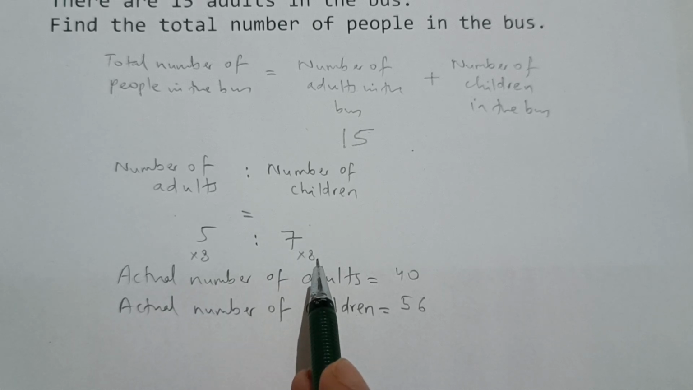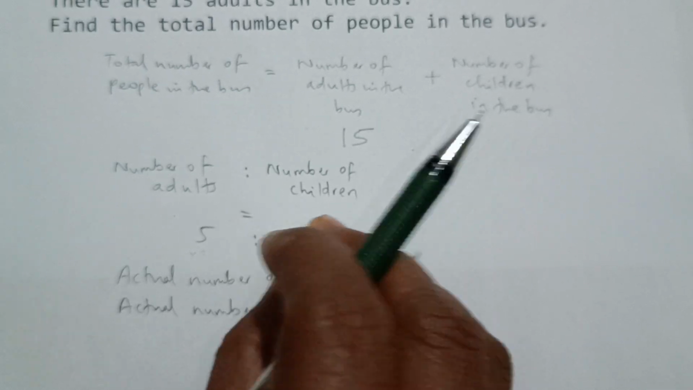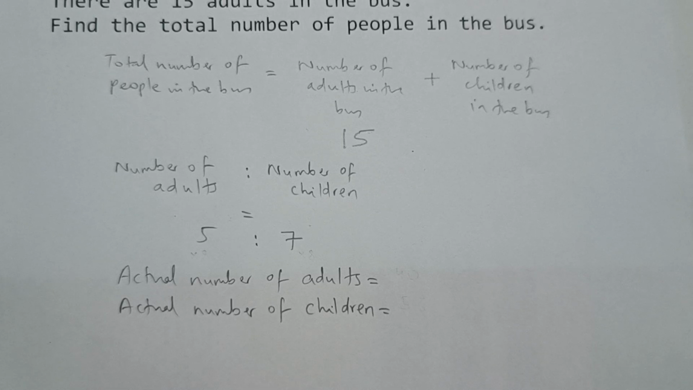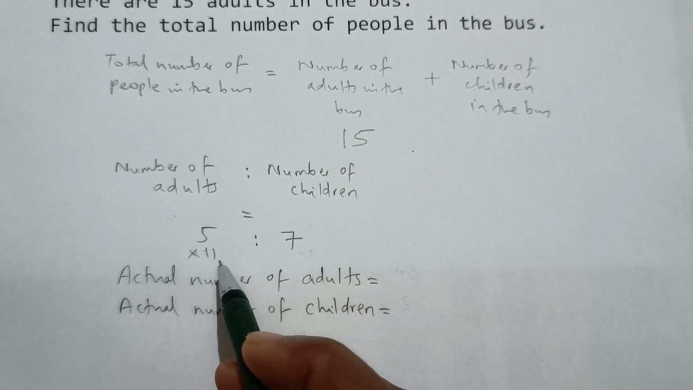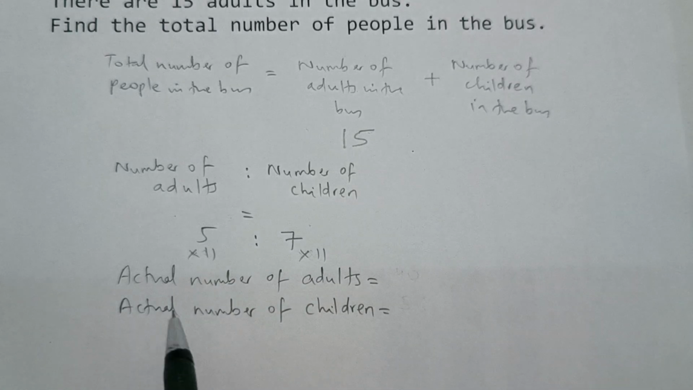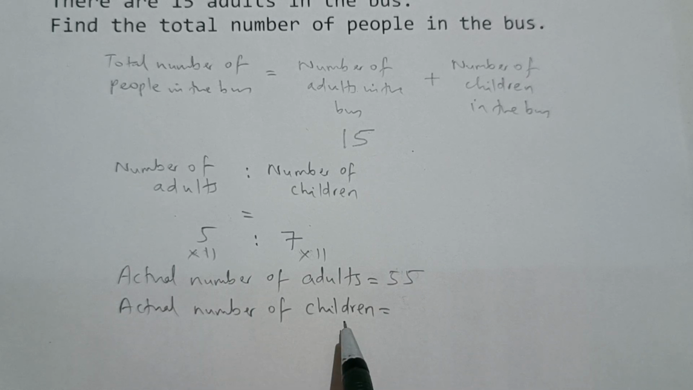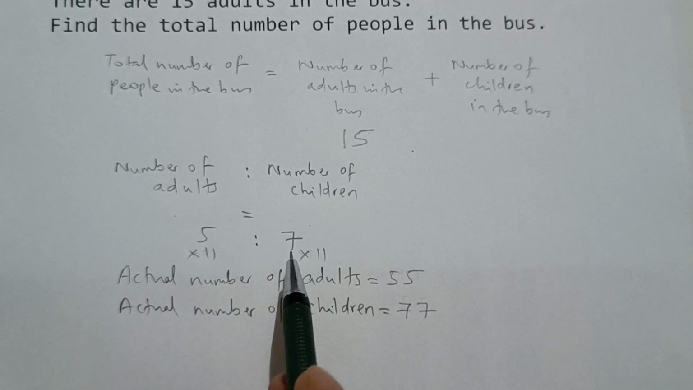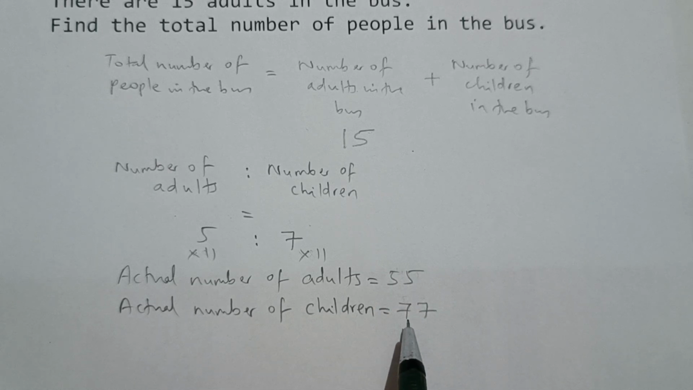Now instead of 8, I can multiply this ratio by the number, let us say 11. So if I multiply this ratio by the number 11, what is the actual number of adults in the bus and what is the actual number of children in the bus? So I am multiplying 5 by 11 and 7 by 11. So actual number of adults in the bus will be 5 into 11, which is 55. And the actual number of children in the bus will be 7 into 11, which is 77. So if I multiply this ratio by the number 11, then the actual number of adults in the bus is 55 and the actual number of children in the bus is 77.